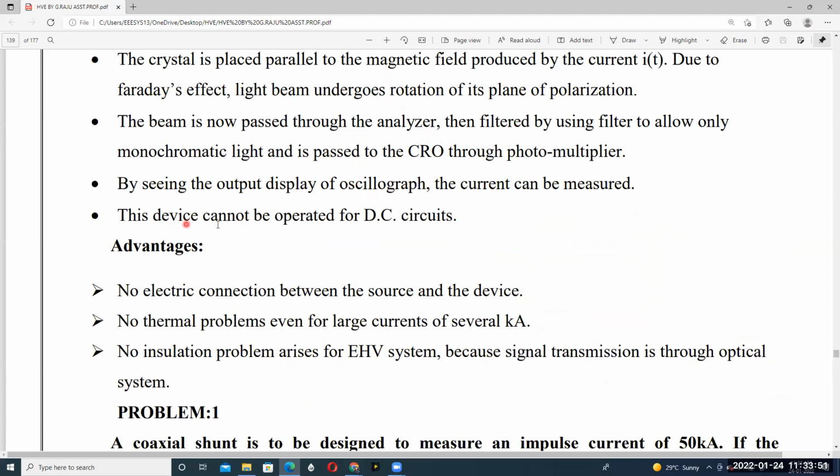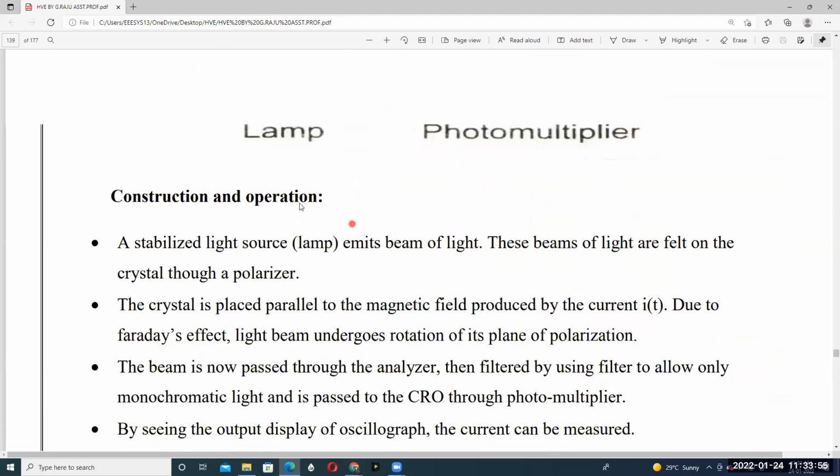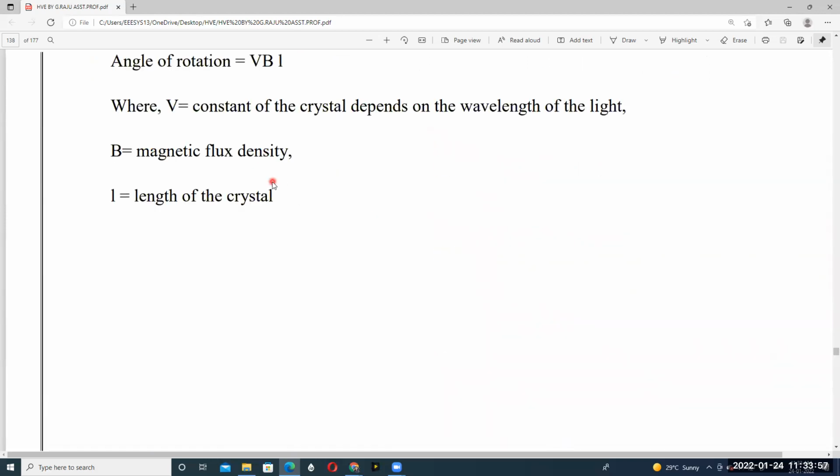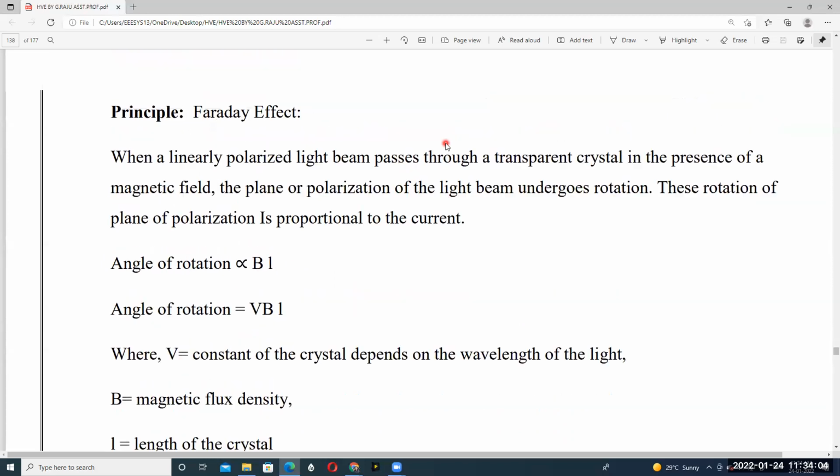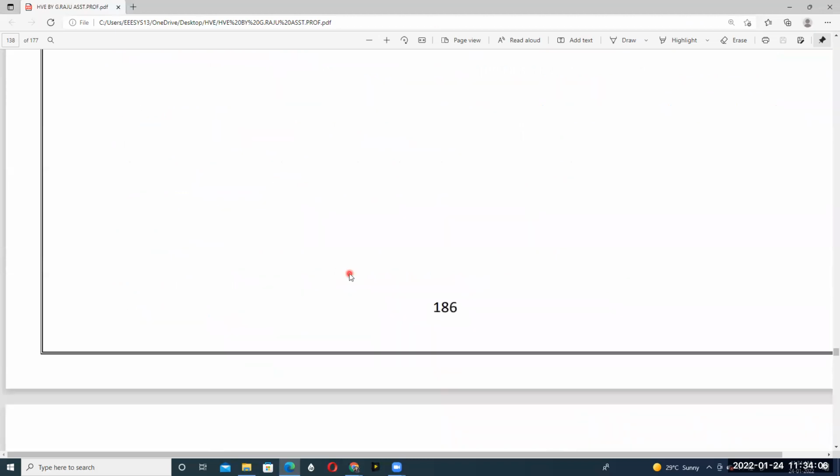The device cannot be operated for DC currents. This is one of the drawbacks of this method. This device cannot be used for measurement of DC, only for AC. The Faraday generator or magneto optic method is suitable only for measurement of AC, not for DC.